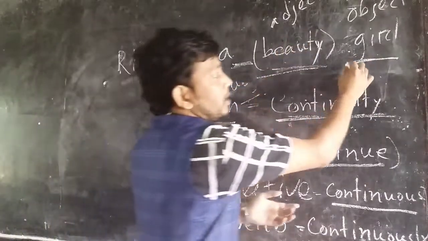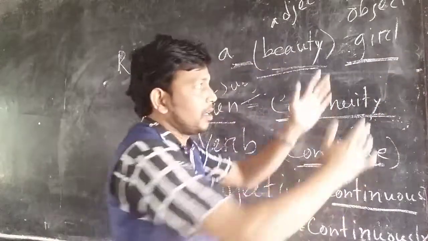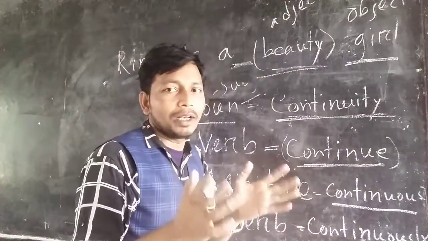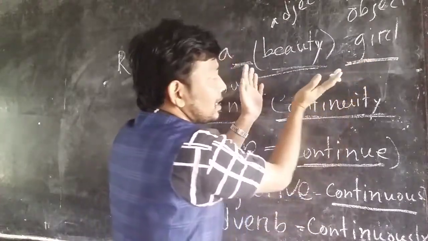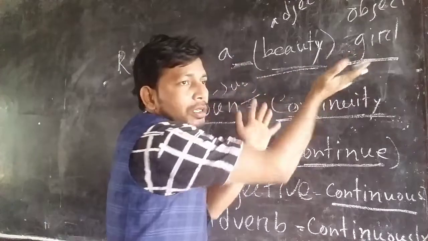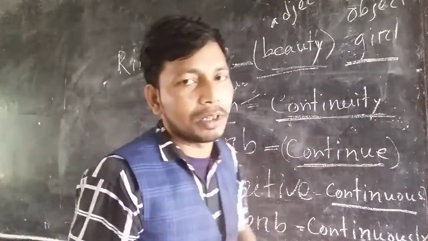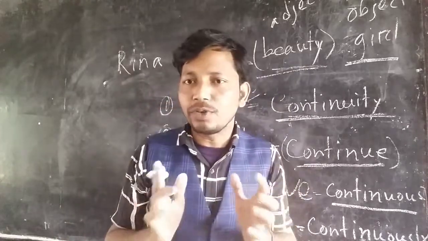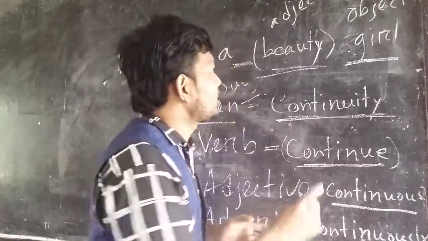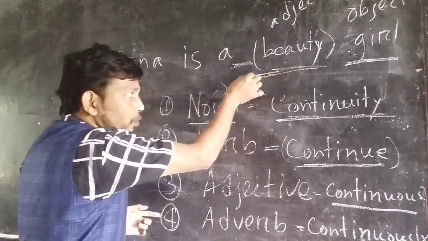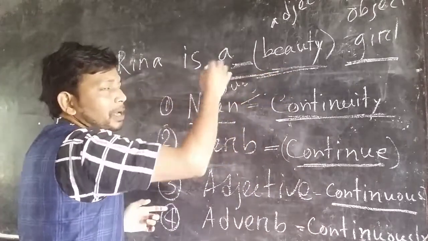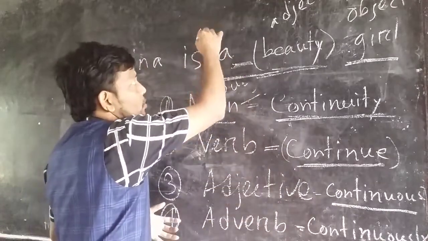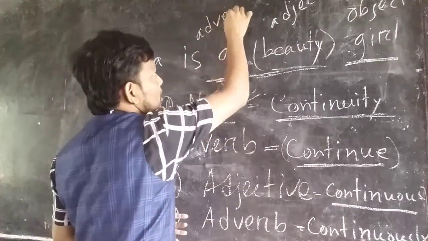So this is the position here. If you see gap at the last of the sentence, then you have to remember this is the noun position. So you have to make the word noun. And if you see the gap before the object, then you have to remember one thing, that before the object we get adjective. So you have to make it adjective. And if before the adjective you get any bracket or any given word in the bracket, then you have to remember that this is the position of adverb.